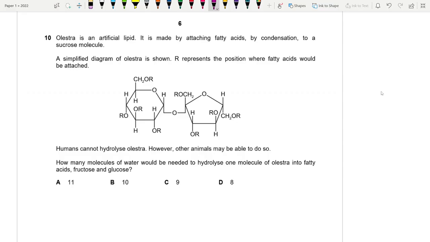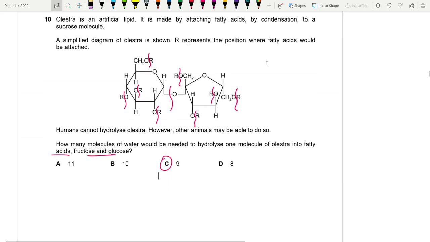Interesting. So guys, look at the answer. Basically, there will be one hydrolysis here since the R is a fatty acid. One over here. 1, 2, 3, 4, 5, 6, 7, 8. That's 8 fatty acids. Fructose and glucose, so this glycosidic bond over here. So in total 9. 10C. Great.